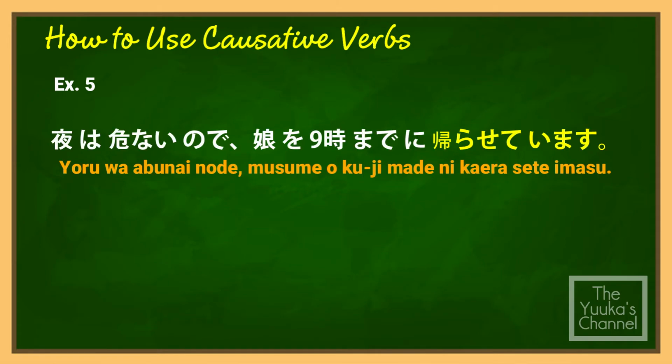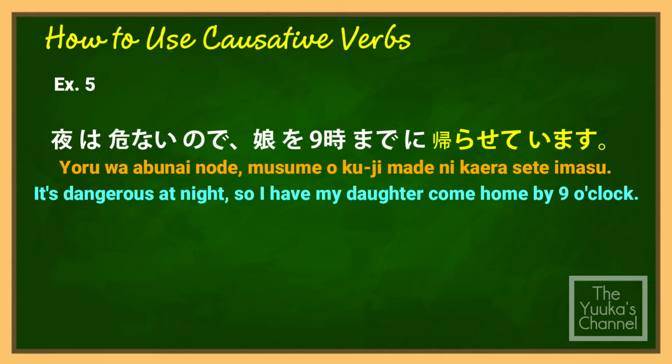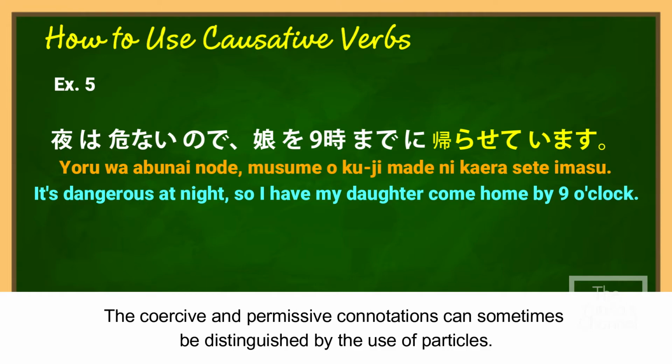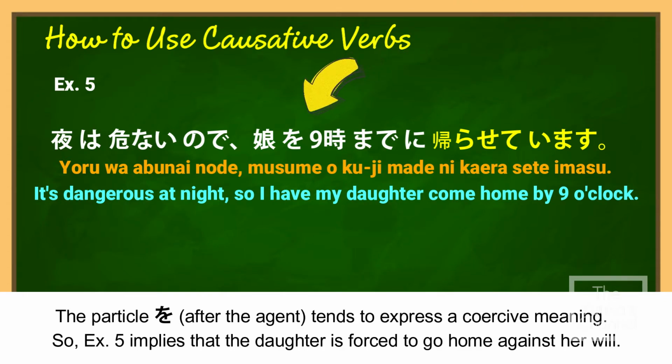It's dangerous at night, so I have my daughter come home by 9 o'clock. The coercive and permissive connotations can sometimes be distinguished by the use of particles. The particle o tends to express a coercive meaning, so this example implies that the daughter is forced to go home against her will.